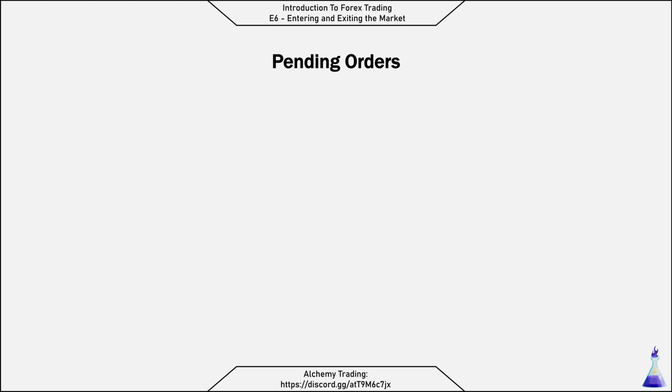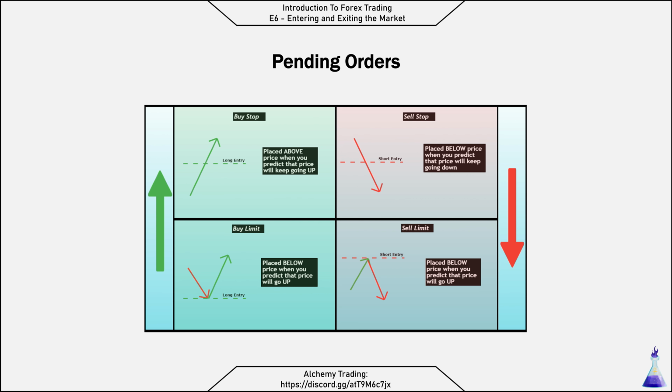Next up, there are pending orders. There are 4 types of pending orders. These are buy stops, buy limits, sell stops, and sell limits. I'm now going to explain how each order works, and you can actually refer to the image on screen for a visual explanation. A buy stop is used to buy the market automatically when price is above the current price point. This could be useful for scaling into aggressive buying momentum.